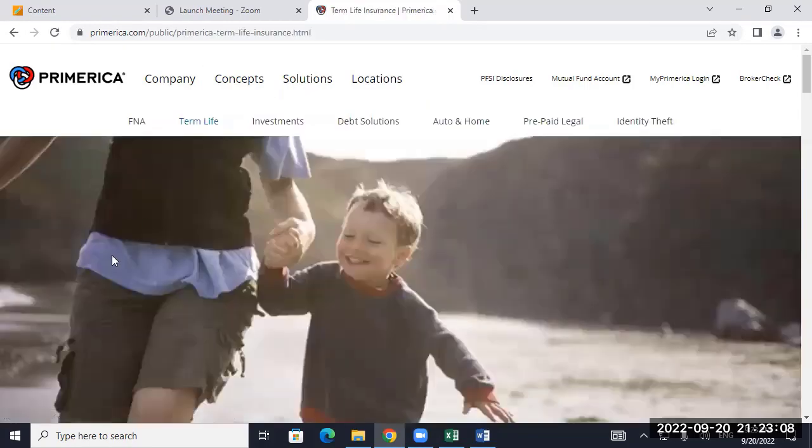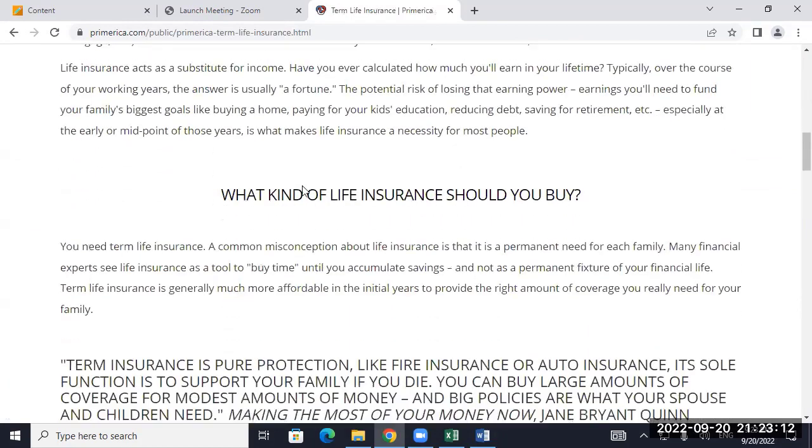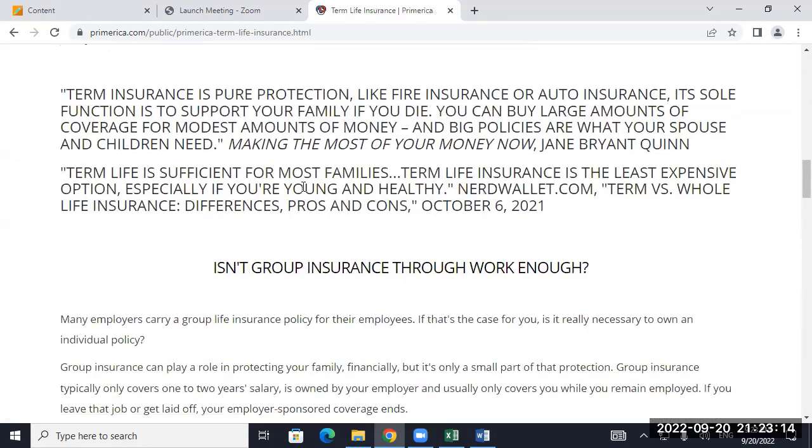Term life, there's their term life page. What's the big deal? What kind of life insurance should you buy? Term and pure protection like fire. Term sufficient for most families. Least expensive, so they're still making that argument.